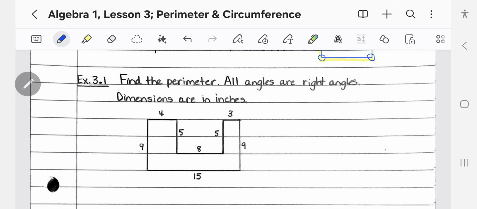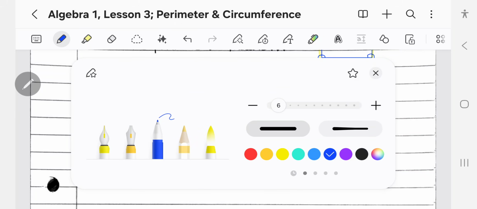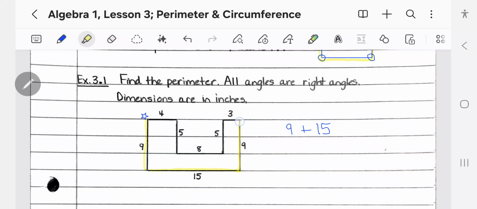Now, they want us to find the perimeter. So let's find a starting point. Let's say we start right here. It's important to make a note of it, or you might accidentally add too much. So we're going to start in this corner, and we're going to walk this way along the perimeter. That distance is 9. Then we're going to add to it this distance, which is 15. Then we add this distance, which is 9. And then we add this distance, which is 3.